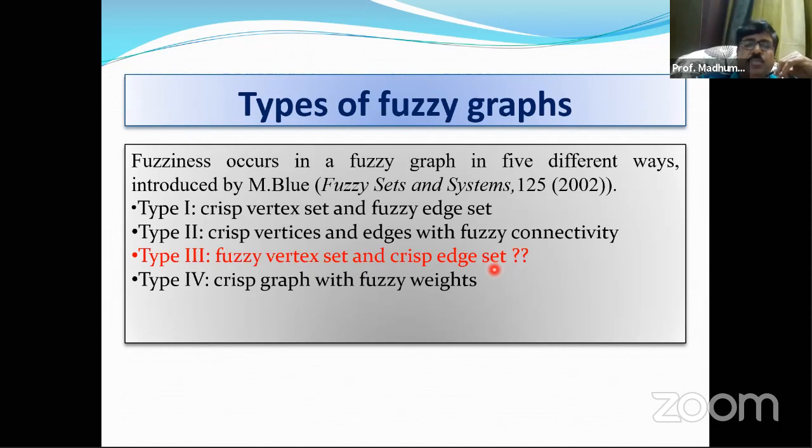crisp graphs with fuzzy weights. That means the graph is certain, edges and vertices are certain, but the weights on the edges or weights on the vertices are uncertain. This is another kind of fuzzy graph.